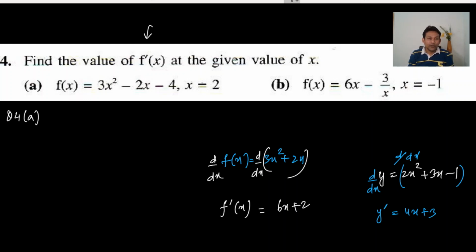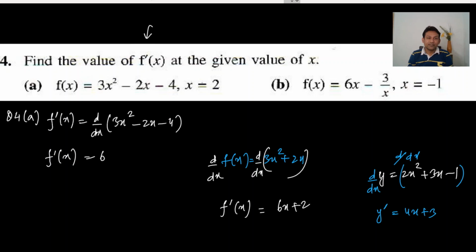So now what we are doing here, we need to find f prime, f dash. Writing f dash means I have to apply differentiation on the right hand side. I'm writing 2x squared minus 2x minus 4. After differentiation, this comes to 6x minus 2. But we need to find the differentiation at the point x is 2, so now I will apply x equals 2.